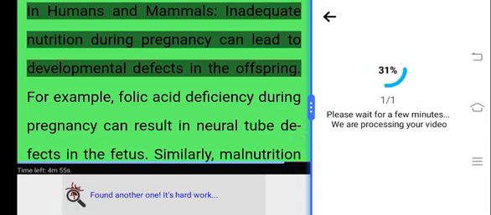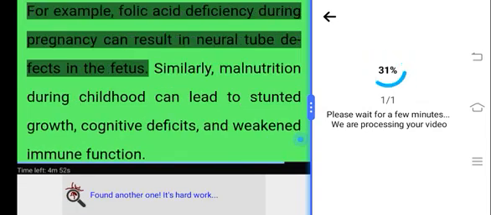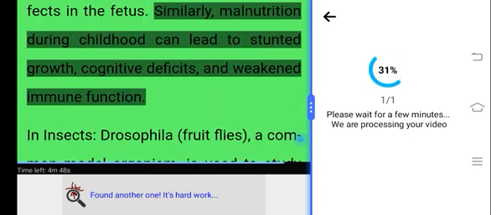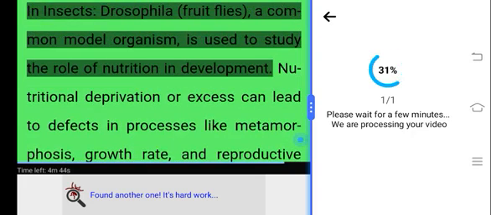In humans and mammals, inadequate nutrition during pregnancy can lead to developmental defects in the offspring. For example, folic acid deficiency during pregnancy can result in neural tube defects in the fetus. Similarly, malnutrition during childhood can lead to stunted growth, cognitive deficits, and weakened immune function.